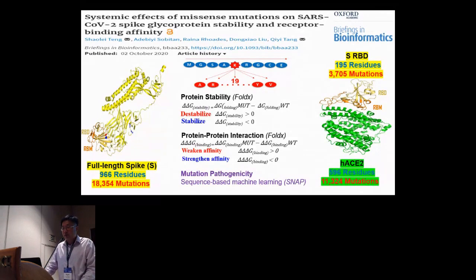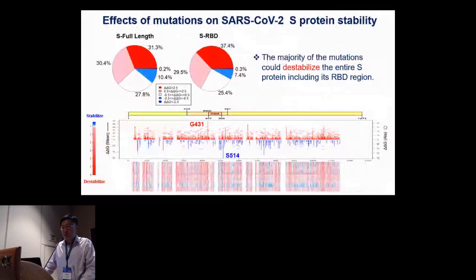In this way, we look at about 3,700 mutations in the receptor binding domain, and also some mutations in ACE2. Looking at protein stability first, we found that the majority of mutations could destabilize the protein. About 31% could strongly destabilize the full-length spike, and 30% moderately destabilize it. There are very similar patterns in the receptor binding domain.